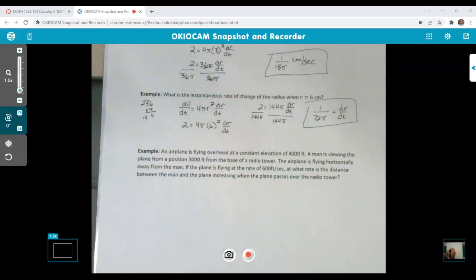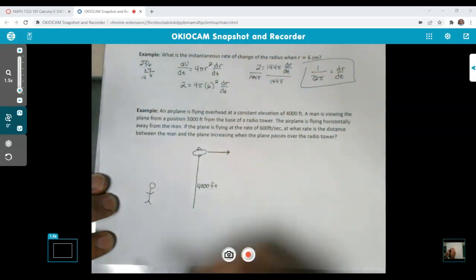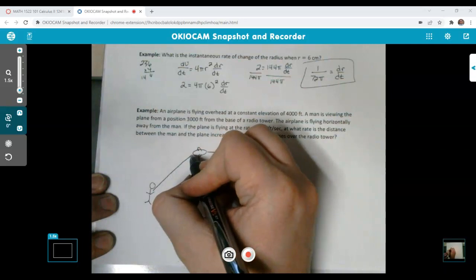Okay, what we know for sure is that there's a man and there's a plane. Watch my art skills here. There we go. There's a plane. Ooh, that's horrible. Anyway, the plane is flying this way. Okay? And that's what we know. We also know that the height of the plane is always 4,000 feet. And what we want to know is the rate of change from the man to the plane.